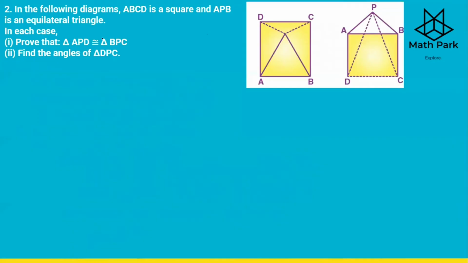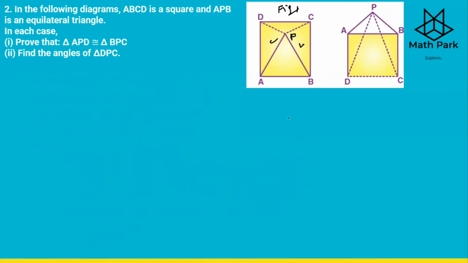In this question, ABCD is a square and APB is an equilateral triangle. This is P over here. And in each case, you have to prove that triangle APD is congruent to triangle BPC. So we'll start with figure 1 first. And you have to find the angles of DPC. We have to find the angles of this triangle DPC.